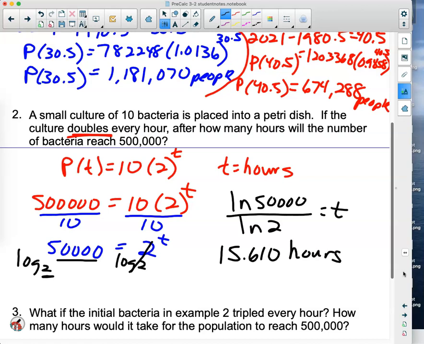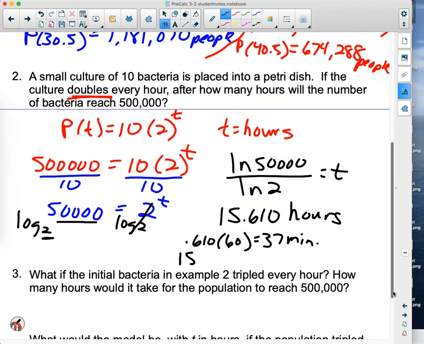hours. Again, somebody specifically wanted to know when are there 500,000 of these, so we could take the 0.610 times 60 to figure out how many minutes that would be, and that comes out to about 37 minutes. So we could tell them 15 hours and 37 minutes. And we'd be a little bit more specific with what we have going on.